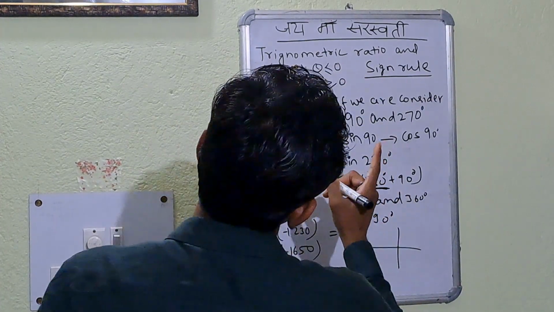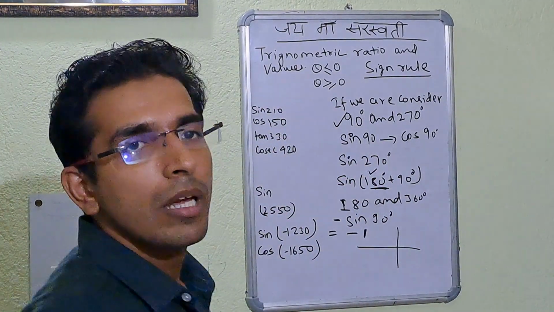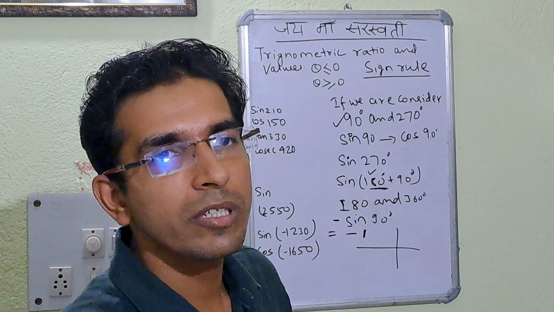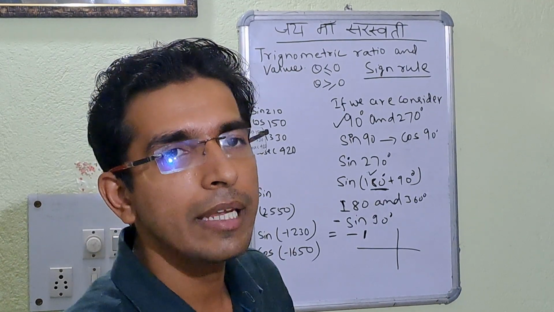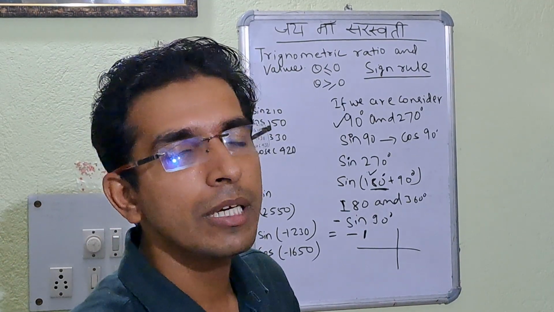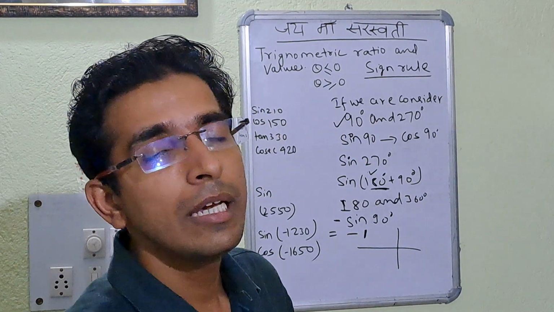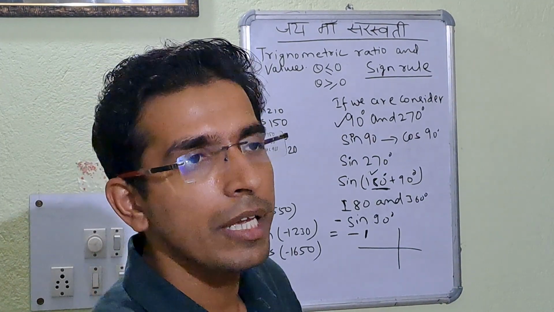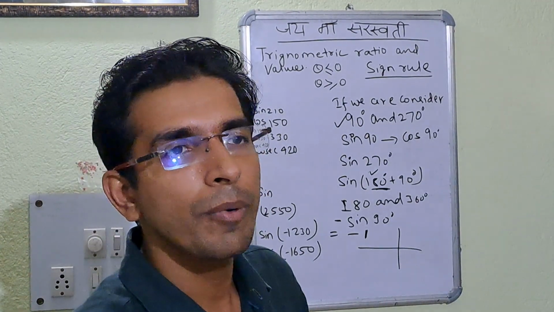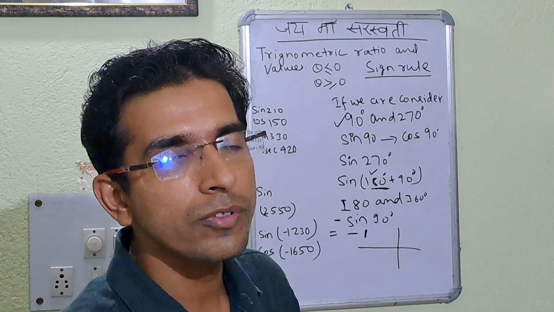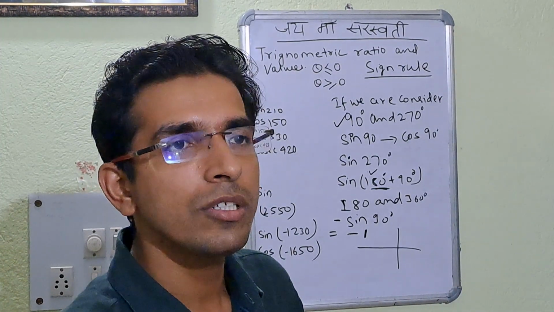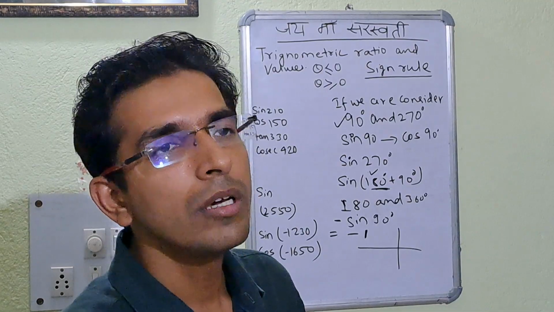So we have seen the two rules. If we are taking the help of 90 and 270 degree, in that case the sign as well as the trigonometric ratio will change. If we are taking the help of 180 degree and 360 degree or 0 degree, in that case there will be no change in the trigonometric ratios, but the sign will change, which is dependent on the quadrant.